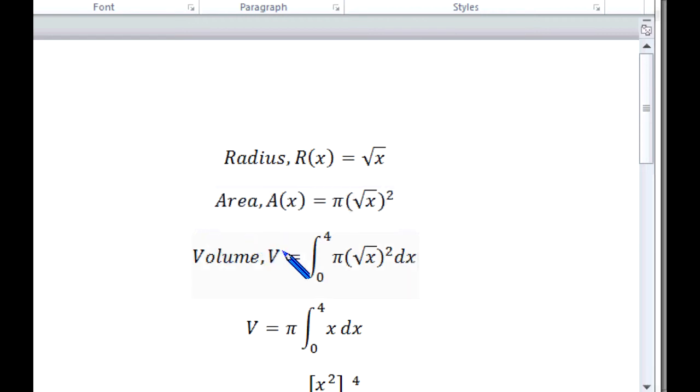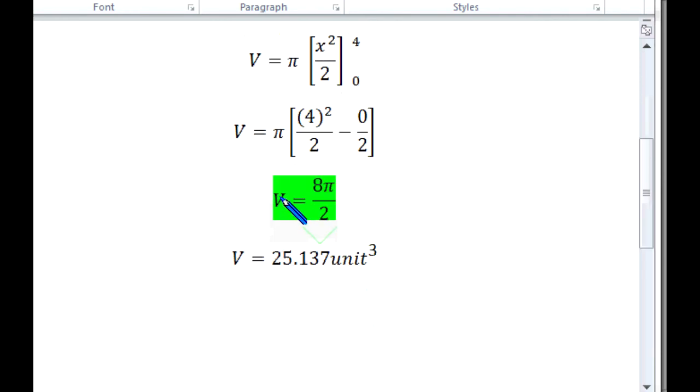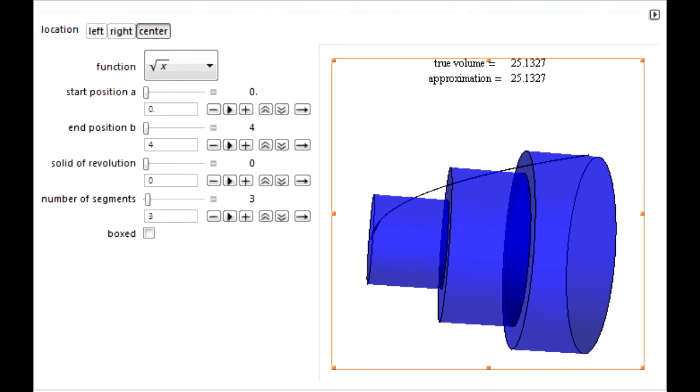Since x is from 0 to 4, we need to use the integral from 0 to 4 of pi times square root of x squared dx, and then we integrate and we will get 8 pi, which is also 25.137 cubic units.